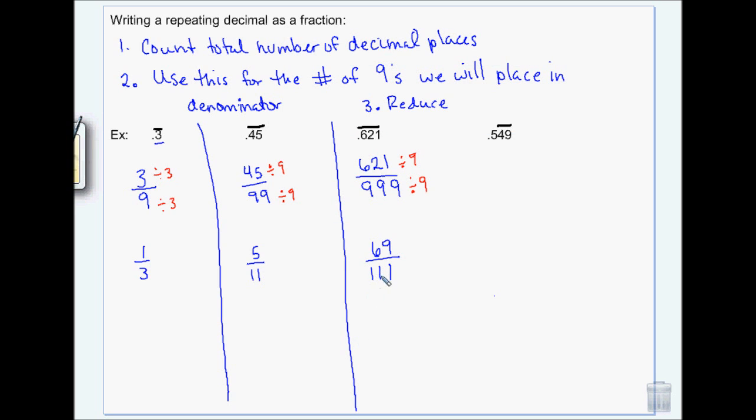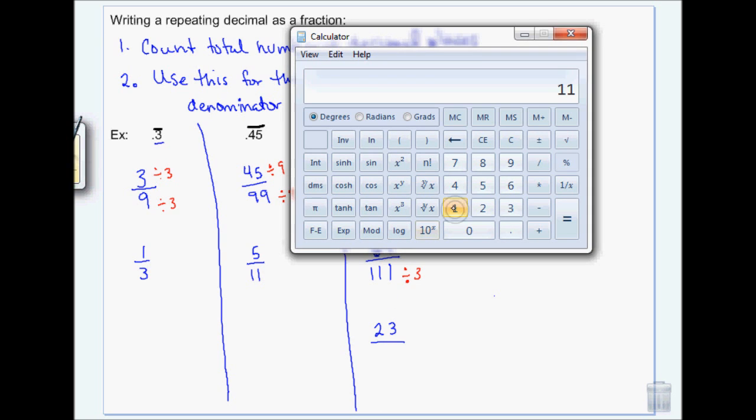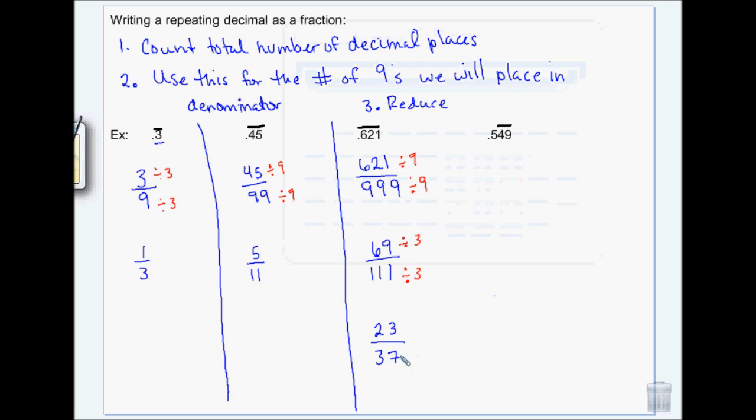If I add up 1, 1, and 1, that's 3. And then 69 also will divide by 3, so I can divide this again. And I get 23 over 37.